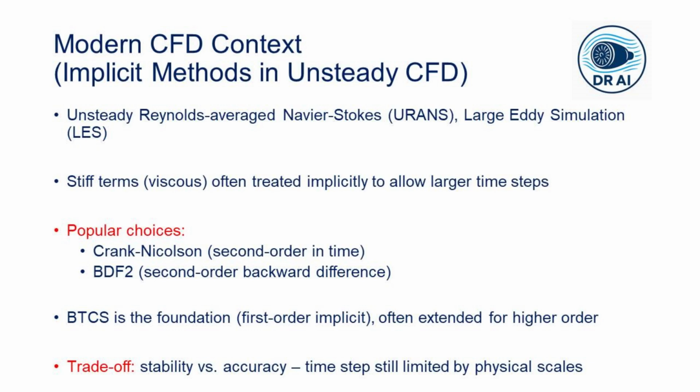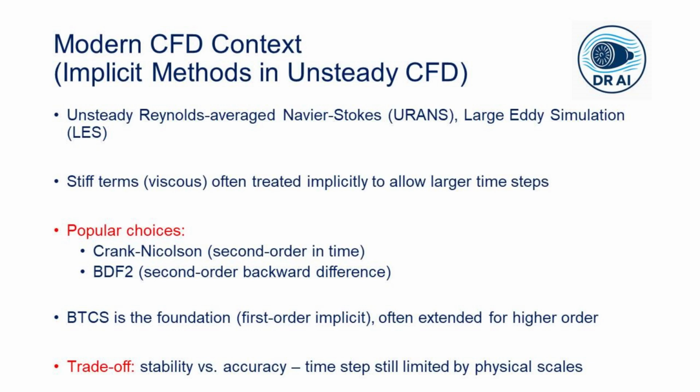So while we use the implicit methods like BTCS, backward in time centered in space scheme, or its higher order variants, to allow larger time steps, we must ensure that those time steps are physically appropriate. The choice of a time stepping scheme is always a balance. Stability, accuracy, and computational cost. So BTCS gives us stability for free, but it may not be the most accurate in practice.